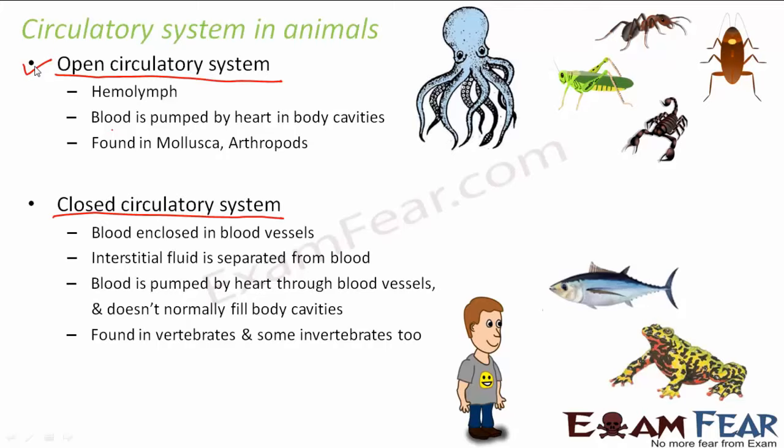There is another type of circulatory system which is closed circulatory system. Here blood is enclosed in blood vessels. As soon as you enclose the blood in vessels, things become organized, and moreover the pressure of the blood also increases. Therefore the blood flows because of the pressure. Here the blood and the interstitial fluid are separated from each other. Blood is enclosed in the blood vessels, and the interstitial fluid, which is also known as lymph, is present in the body cavities. So blood and lymph are separate here.